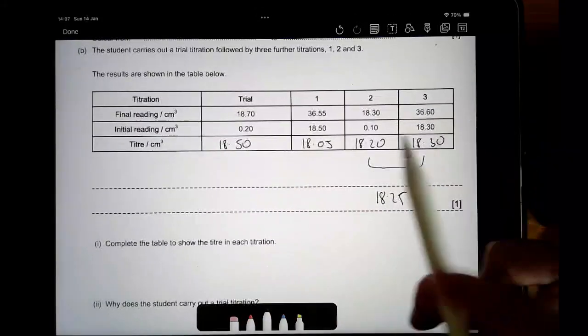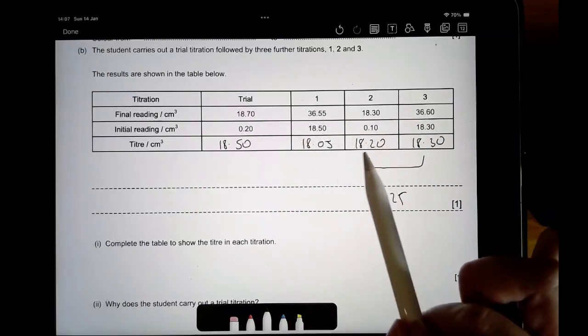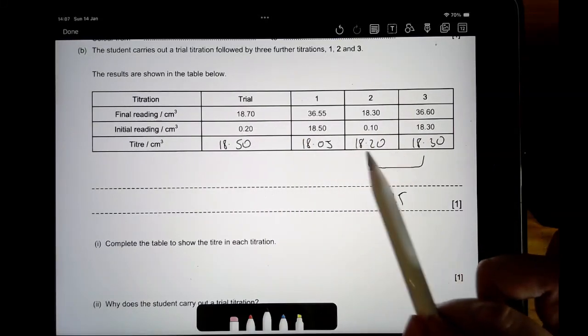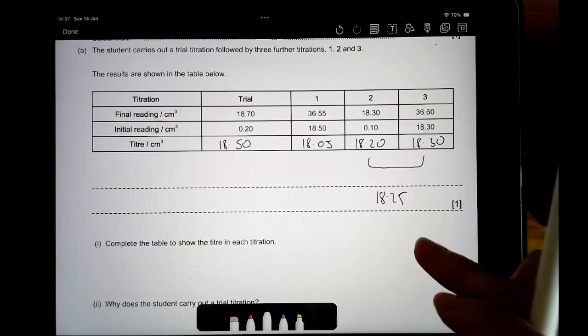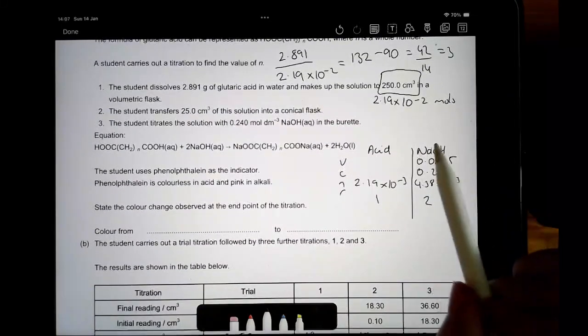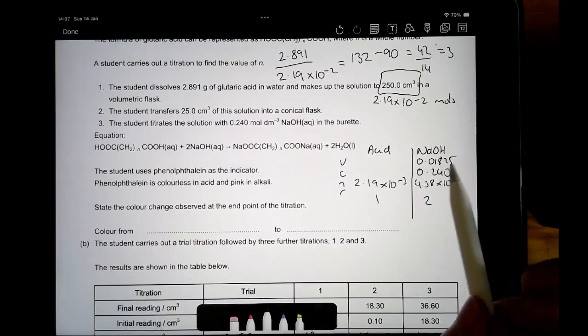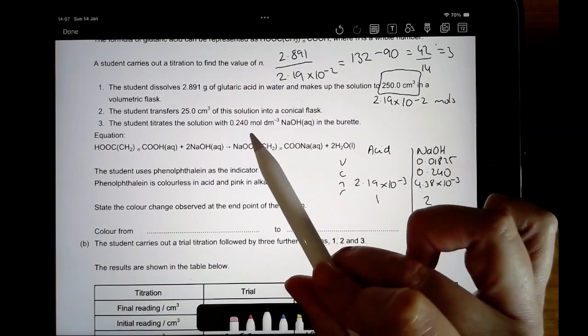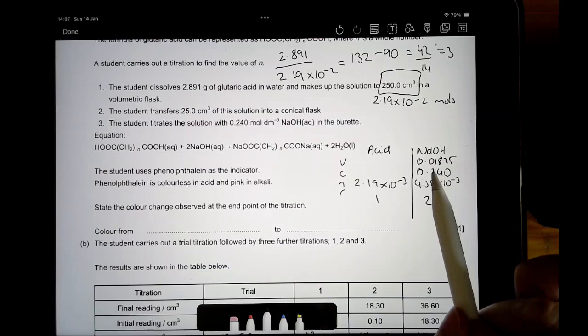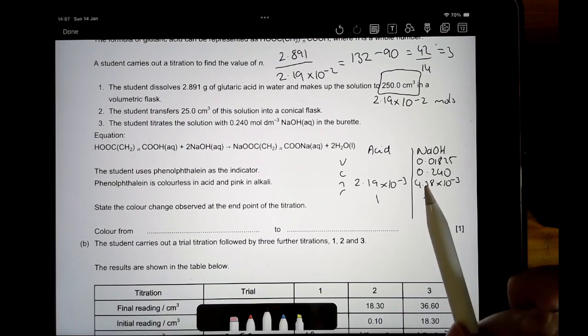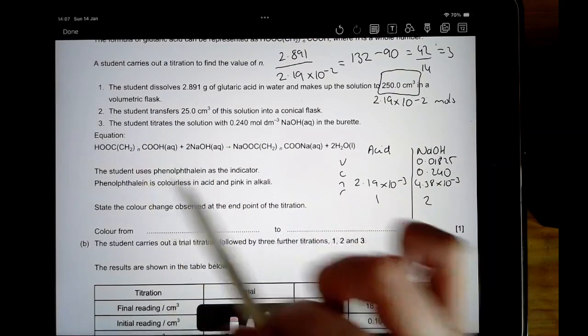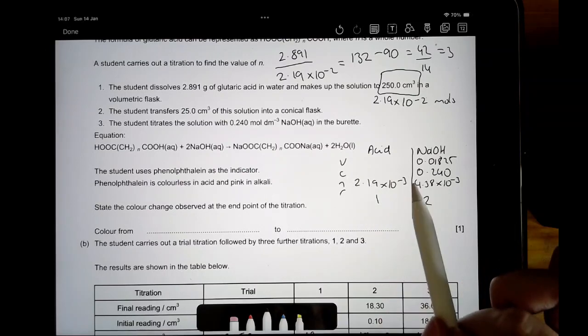First thing they ask you to do is just fill in the titration readings, which you can also get from the mark scheme, and calculate the mean. Remember, you're only using concordant results. And this value here, 18.25, is the volume of the sodium hydroxide that was used in this titration. You're told the concentration of sodium hydroxide that you use. And using this, you can work out the number of moles of sodium hydroxide, and then using your ratio, which is 2:1, you can work out the number of moles of your acid.